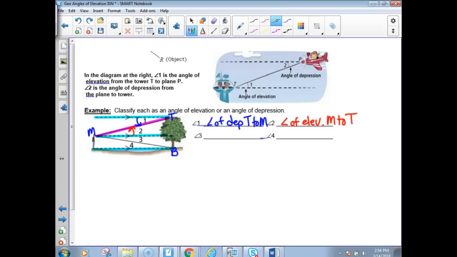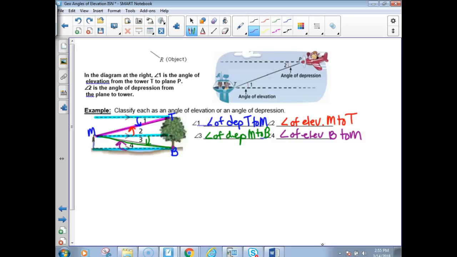Angle 3, now we're going from the man's face, that's the horizon line, from that blue line, and it's opening towards the bottom of the tree. So this is an angle of depression from the M, the man, to the bottom of the tree, M to B. And finally, where the pointy vertex of the angle is at B now, that squirrel at the bottom of the tree is looking up at the man. So that would be an angle of elevation, bottom of the tree to the man, B to M.